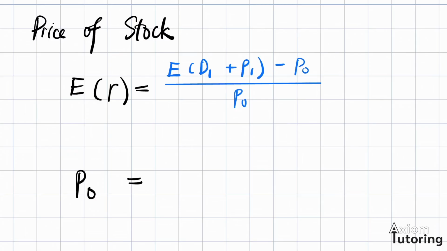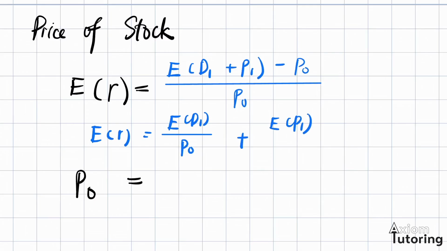So if we break this thing down a little bit, it becomes the expected return of the expected dividend, or D1, in 1 year's time, divided by P0, plus the expected price in 1 year's time, or P1, minus P0 over P0, right? So we could give them names for these two parts. So this part is called the dividend yield, and this part is called the capital gain, right?